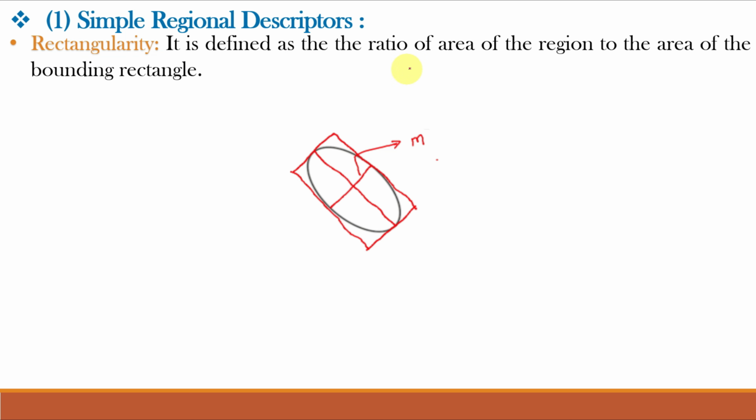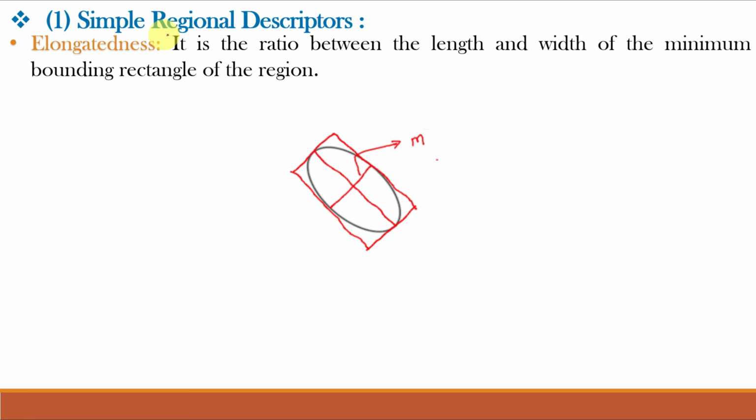Next is the rectangularity. It is defined as the ratio of area of the region to the area of the bounding rectangle. Suppose this is our region, this ellipse, and this is the bounding rectangle, and say the area of this ellipse is A and the area of this bounding rectangle is say B. Then rectangularity R is equal to A upon B, that is the area of the region to the area of the bounding rectangle.